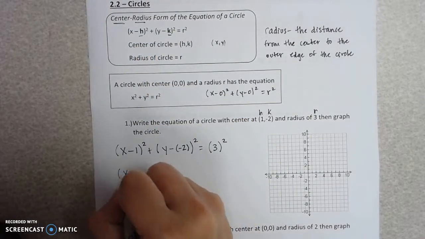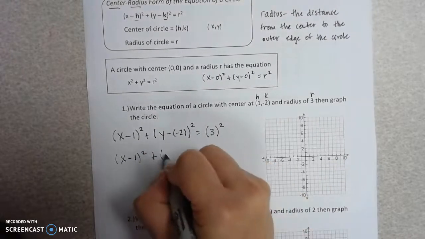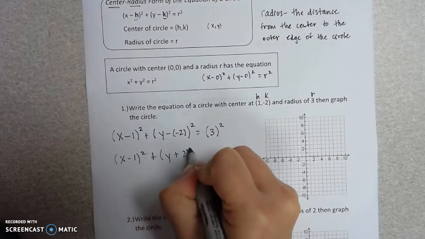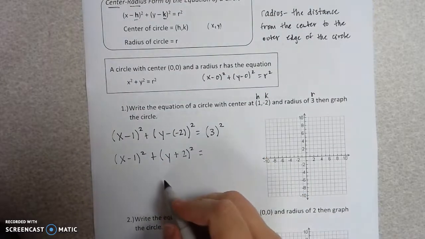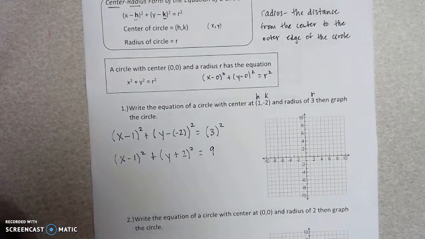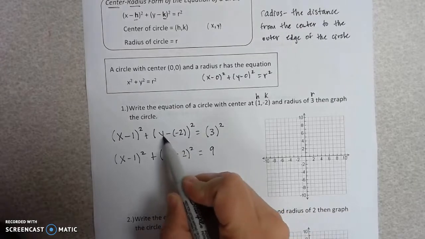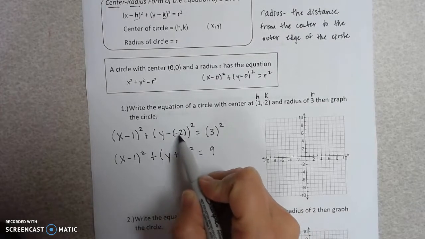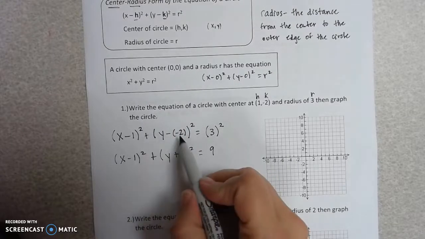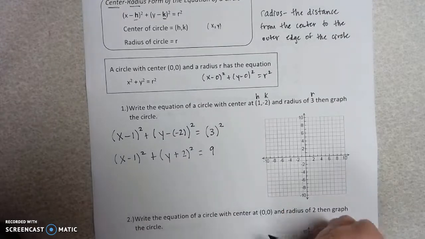Now if I simplify this, I'll have x minus 1 squared, and then minus a negative becomes plus. So that'll be y plus 2 squared, and then 3 squared is 9. So make sure that you know the form says y minus, and then insert whatever sign your k value is or your h value is. If it's negative, put negative.